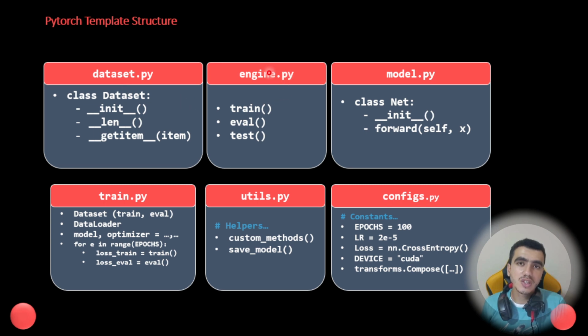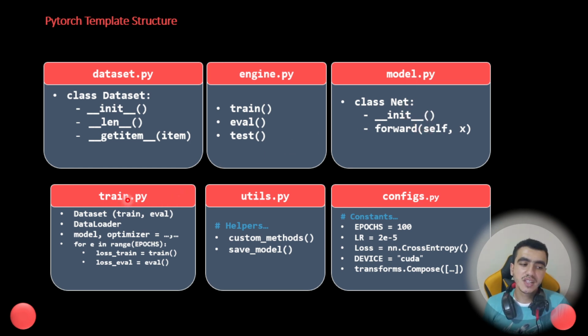After this, the engine, which is the core part of training, predicting and testing the model. Here we'll be running all these parts, the forward propagation, the backward propagation, and so on. And after this, the model, where we'll be building the layers of the neural network.